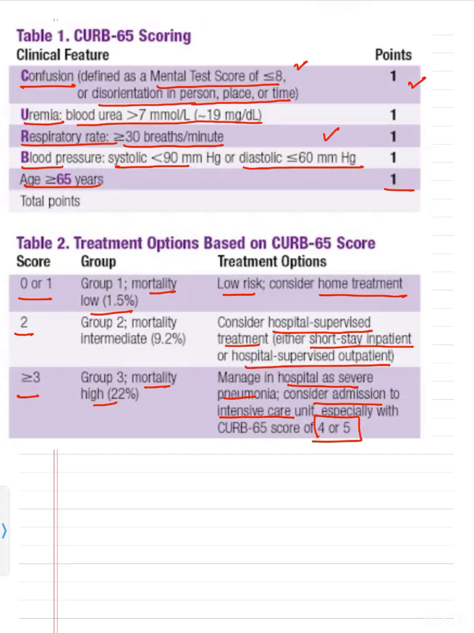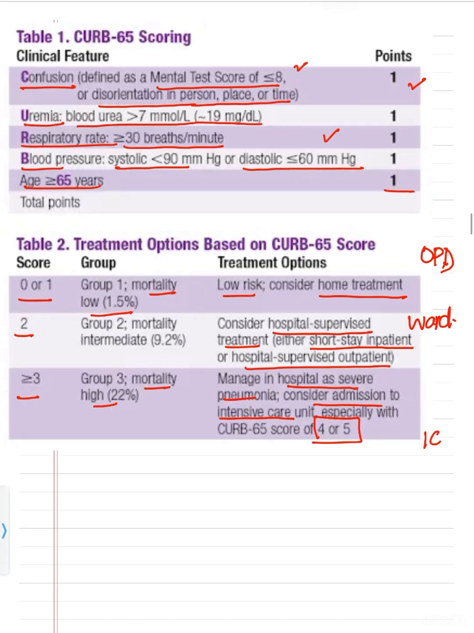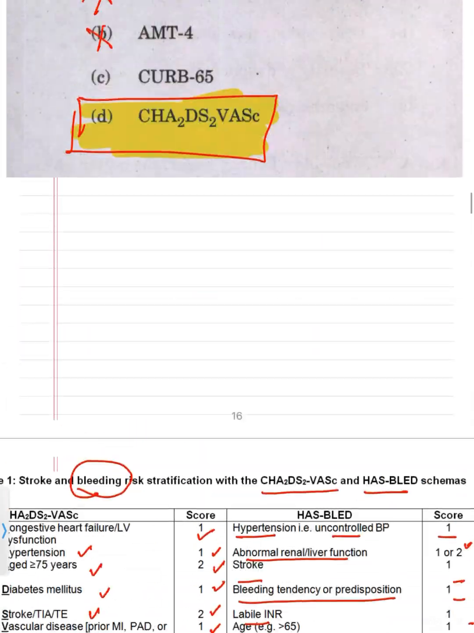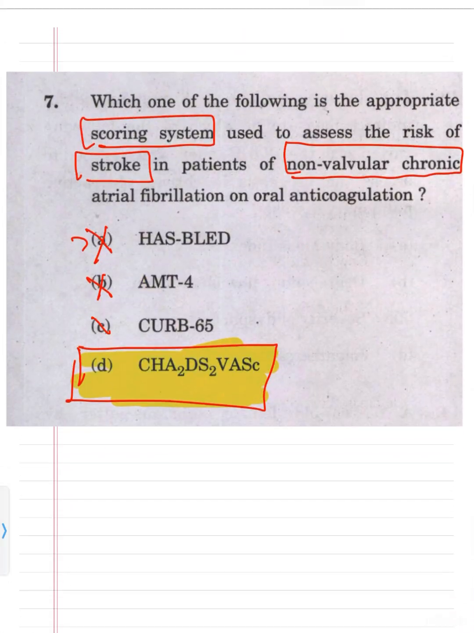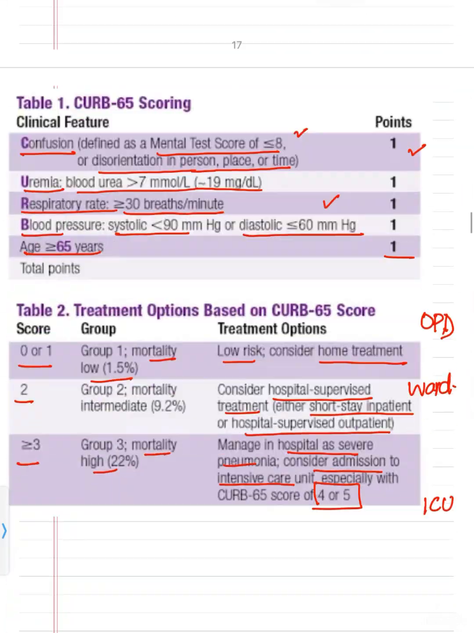So 0 or 1, you have to give OPD treatment. Here you have to admit the patient in the ward, or just a supervised one. He can go home, but the hospital has to supervise it. In the case of 3, you have to go for ICU admission. So the CURB-65 criteria is for pneumonia, to decide whether you have to treat the pneumonia on an OPD basis, ward basis, or ICU basis.